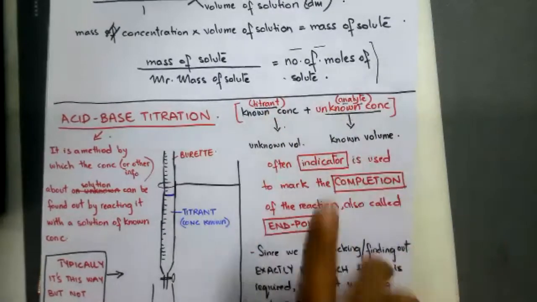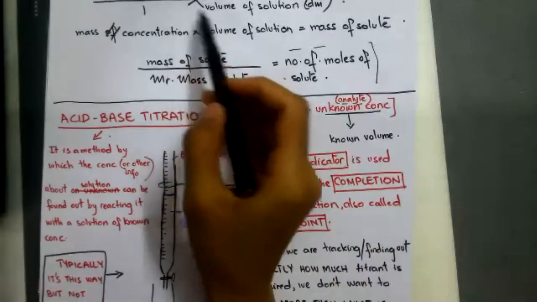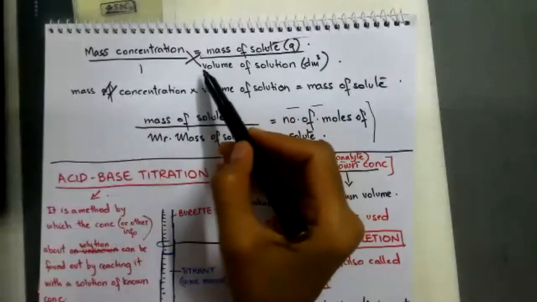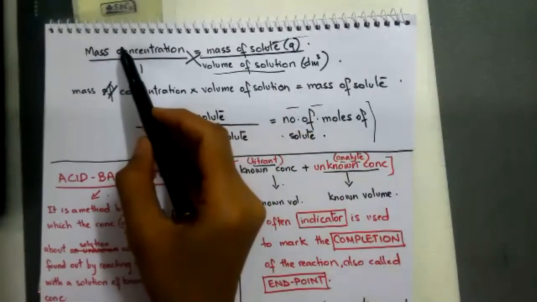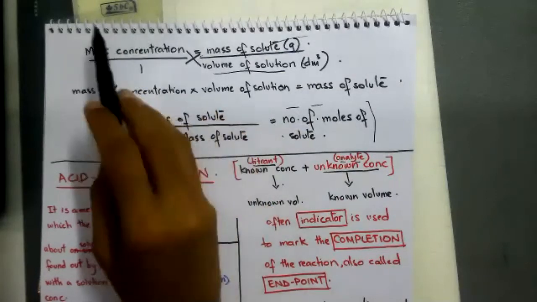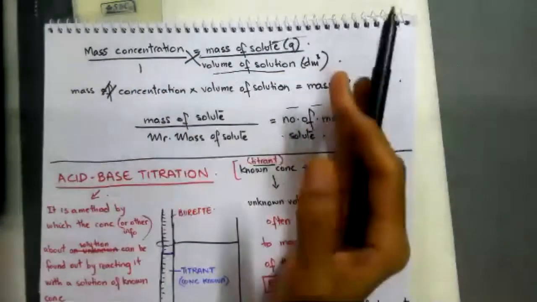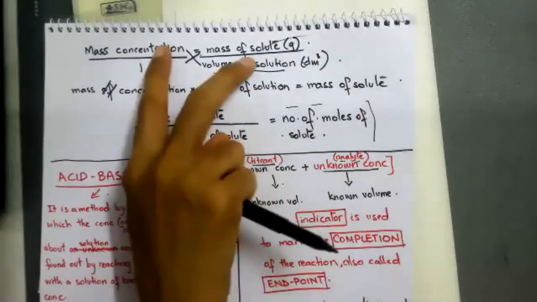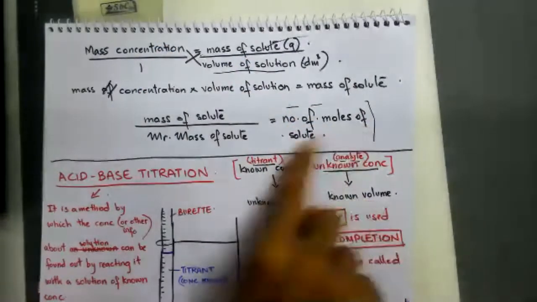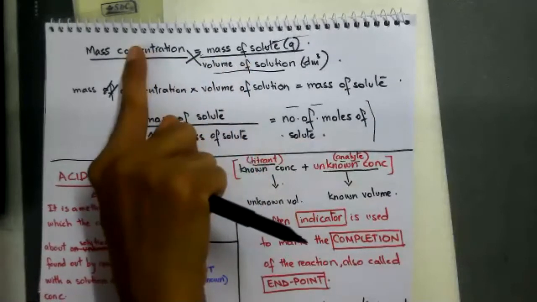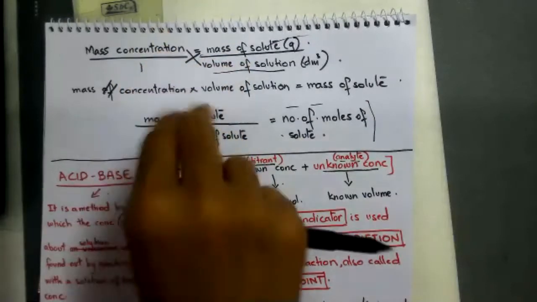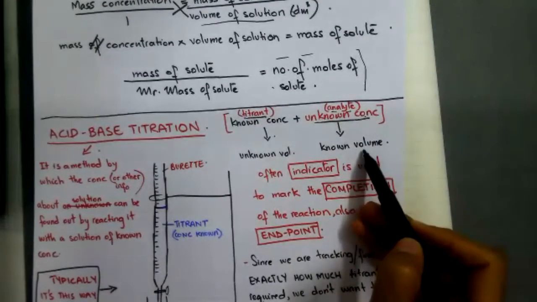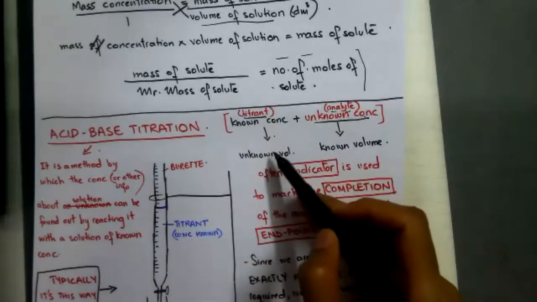But remember, what were the two pieces of information we needed to calculate the number of moles? We needed the volume of the solution and we needed the concentration, right? It could be molar concentration, it could be mass concentration, but molar concentration is easier to understand, so we will stick to molar concentration for now. If any one of these is unknown, then it's difficult, right? So if we do not know the concentration, volume should be known. And if we know the concentration, we can find out the volume.